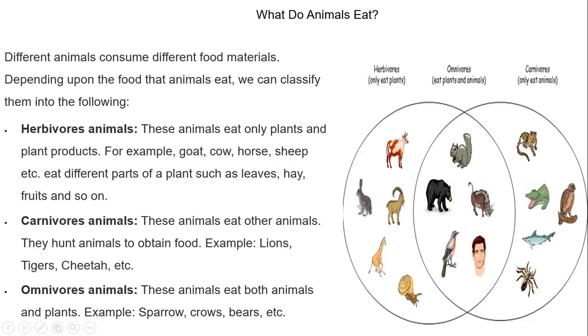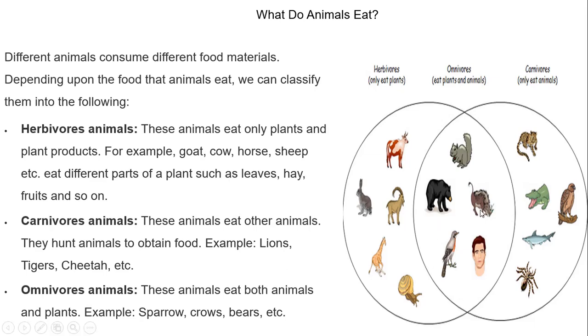Next are the carnivores. This type of animal generally eats other animals. Examples are lion, tiger, cheetah, etc. One difference between herbivore and carnivore is that herbivores, as they eat plants, have flat grinding teeth, and carnivores, as they generally eat the flesh of other animals, have sharp teeth.